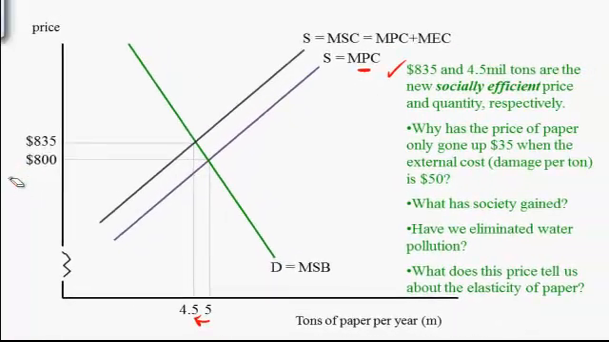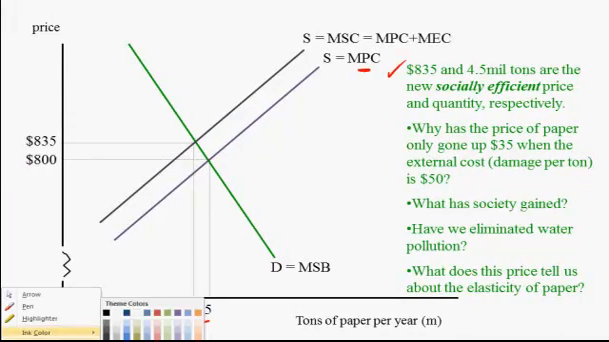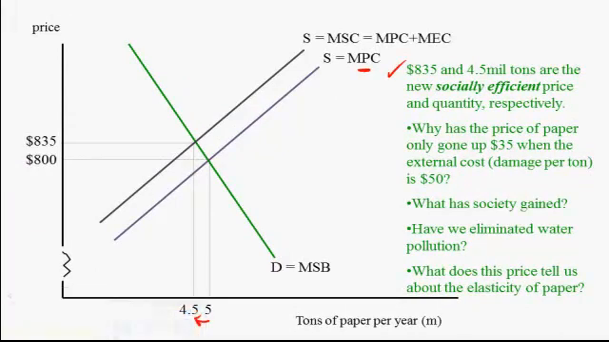So the elasticity of demand and the elasticity of supply, but in this case the elasticity of demand, really explains who's going to bear the burden of this pollution problem, whether it's going to be the consumer or the producer. In this case, it's going to be the consumer because demand is relatively inelastic. And again, we can see that because they're paying more than half of that $50.